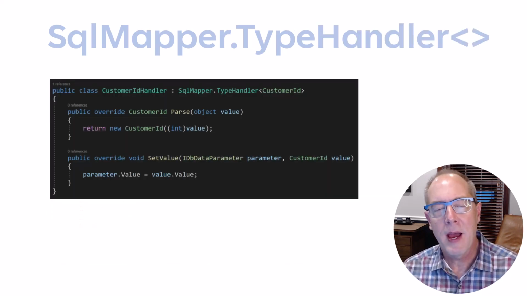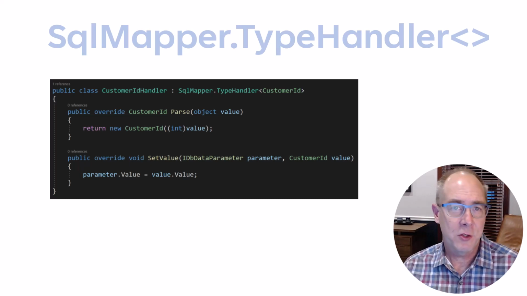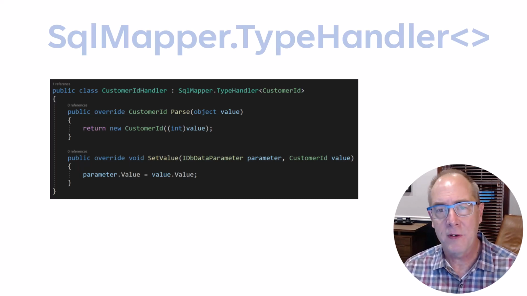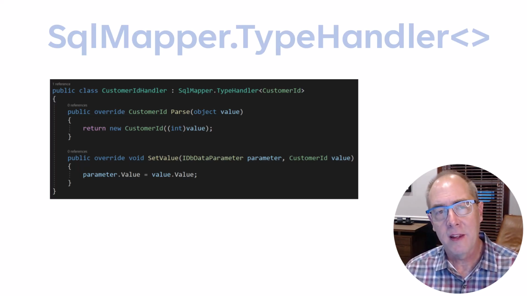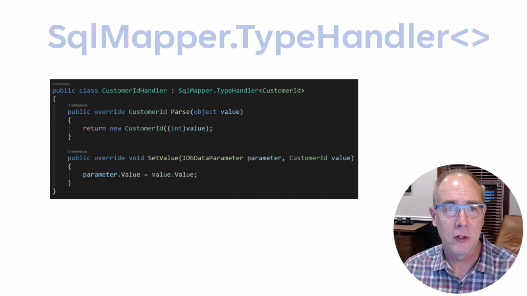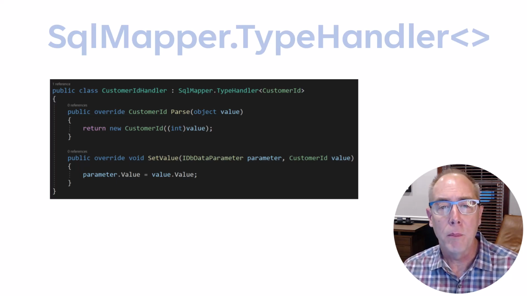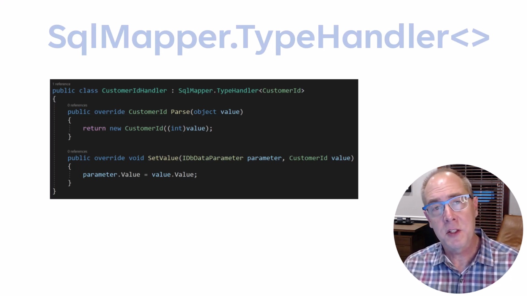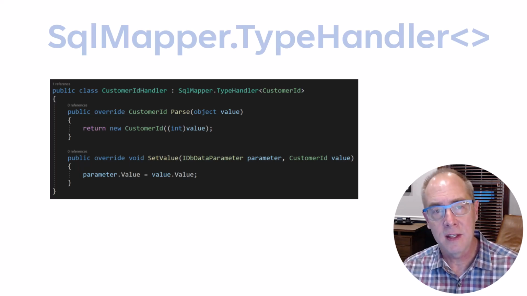To define that mapping, we can create a class that inherits from SqlMapper.TypeHandler. And there's 2 functions we need to override. The Parse function takes in an object that can be cast to an appropriate type. And in our case, that's an integer. It could be a GUID in yours or whatever you're choosing to use. But that's passed into the constructor for the strongly typed identifier. And this function is used when converting the data from SQL to the values used in your domain entities.